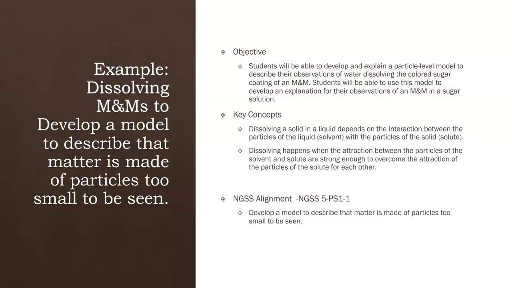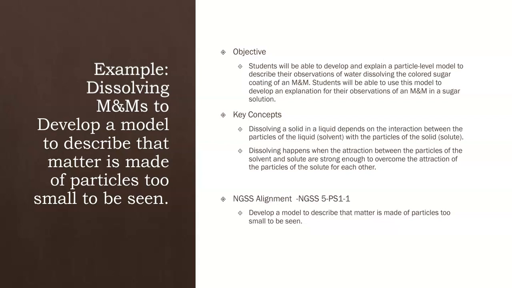So here's the example I kept talking about. So there's a lot of lesson plans about dissolving M&Ms to develop a model to describe that matter is made up of particles too small to be seen. So the actual objective that the teacher wants to achieve is students will be able to develop and explain a particle level model to describe their observations of water dissolving the colored sugar coating of an M&M. Students will be able to use this model to develop an explanation of their observation of an M&M in sugar solution. So what are the specific concepts within that objective?